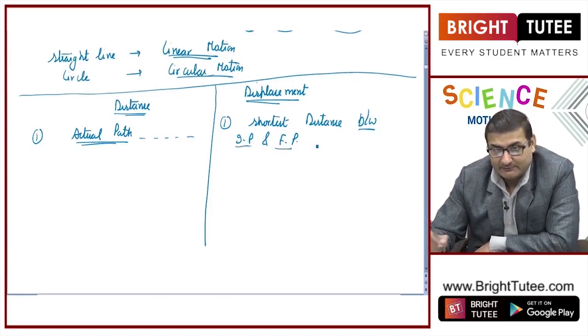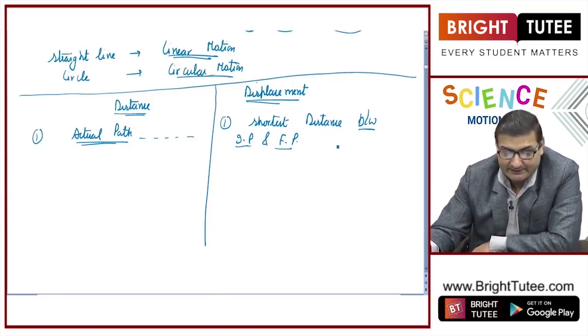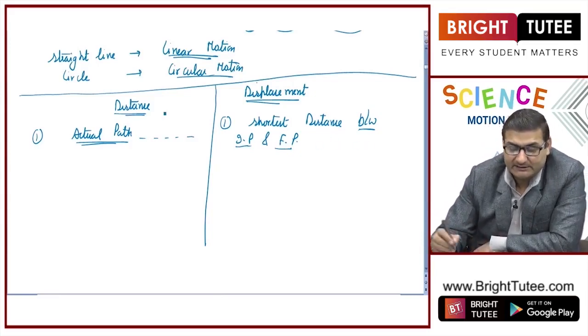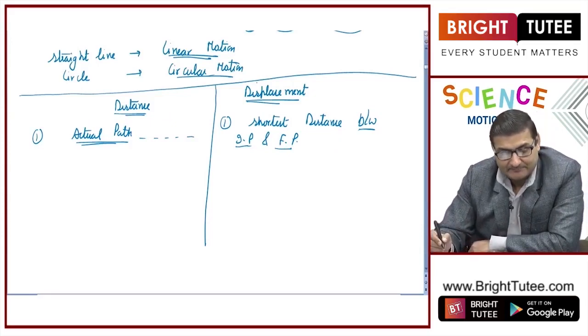Being a teacher, I have written it as IP and FP, but you are going to write properly and thoroughly, fully: initial position and final position. Got it? Now, this is the definition difference between distance and displacement.